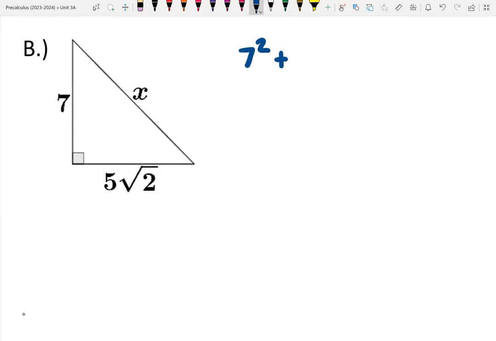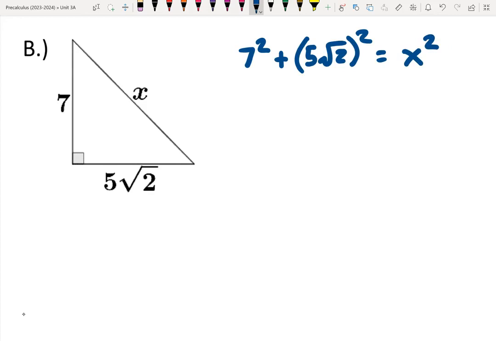just 5 square root of 2, but all of that is going to be squared. So we're going to square all of that. And then what is that equal to? X squared, right? X squared.